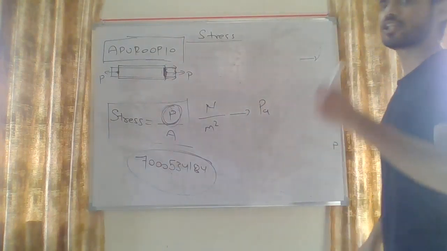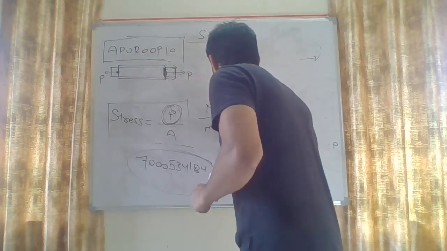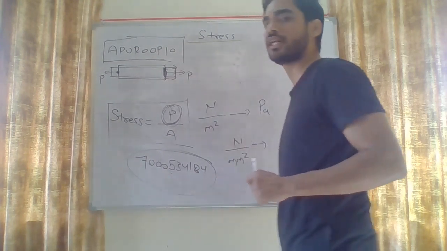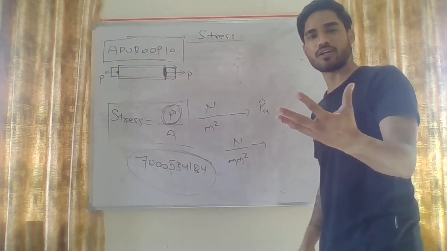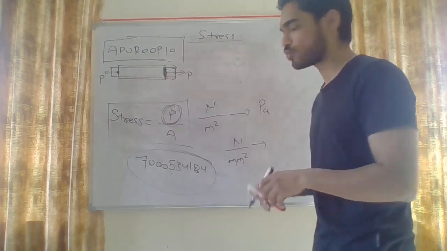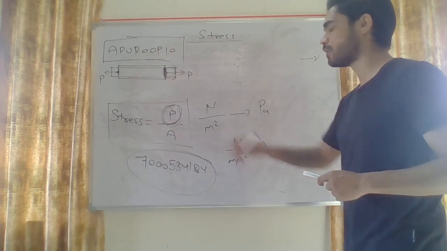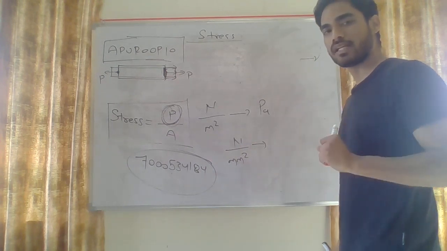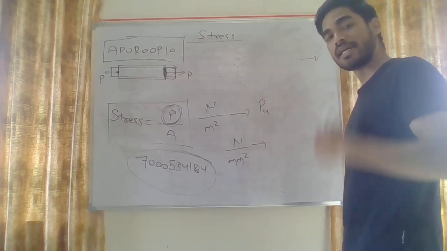But we don't use the SI unit of stress. Whenever we calculate stress, we calculate it in Newton per mm square. The area is calculated in mm square. So the stress is in the range of 100 Newton per mm square, 200 Newton per mm square. Now Newton per mm square means what? If you convert mm square into meter square, how much do you get? 1 mm means 10 to the power minus 3 meter. 1 mm square means 10 to the power minus 6 meter square.